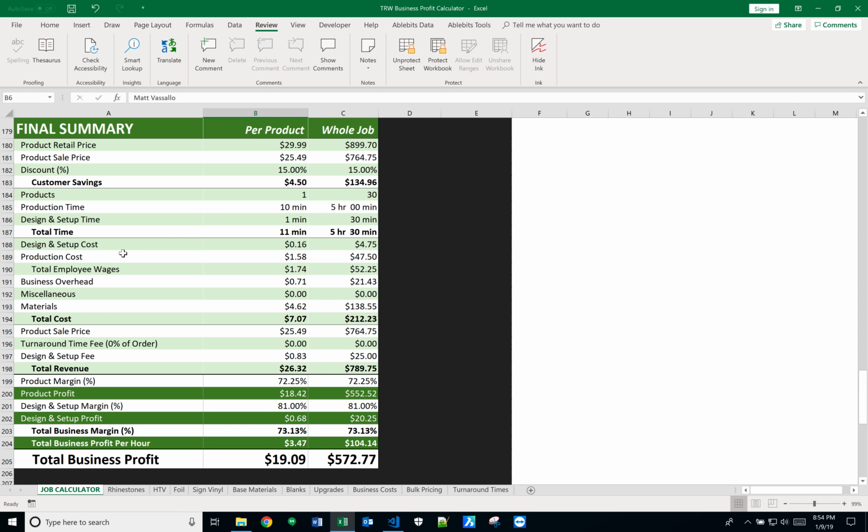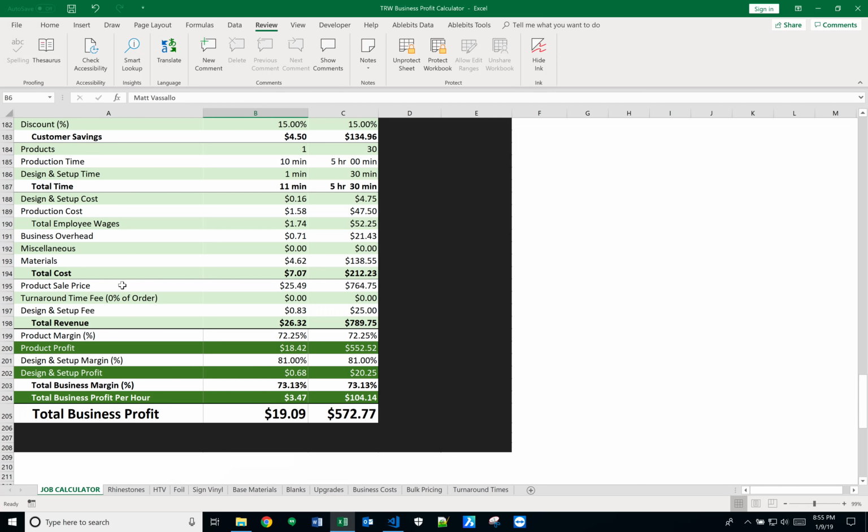Design and setup cost, you can see that's reiterated here. We have a production cost. Total employee wages, you ended up paying for the whole job $52.25 in wages. Your business overhead is there. Any miscellaneous costs, there were none for this job. And then materials, we had $138.55 in material costs. That brings our total cost for this job to $212.23.